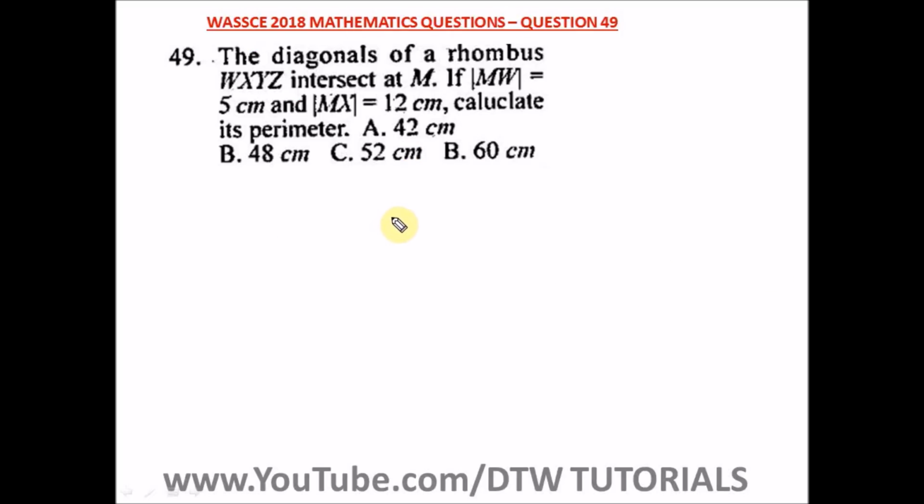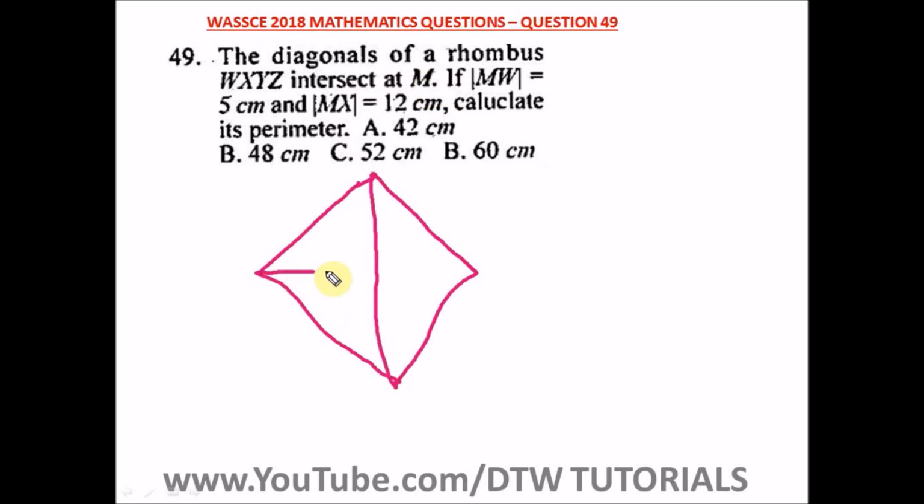Question 49 of the WASSCE 2018 Mathematics Past Question, that's your WAEC exams. It says the diagonals of a rhombus WXYZ, okay, this is the rhombus. A rhombus has all sides equal, remember. The diagonals intersect at M. Sorry if my diagram is not looking equal. Let's write this: we have W, X, Y, and Z.